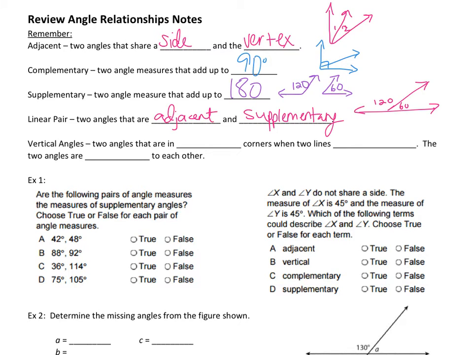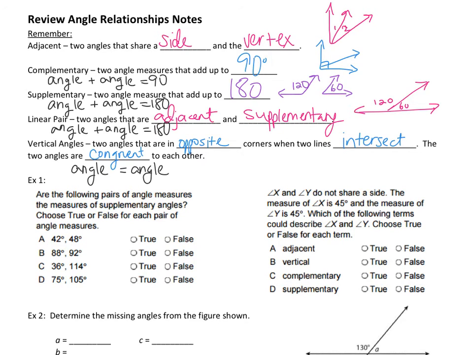Vertical angles is our last one, and that's when we have two angles that are in opposite corners when two lines intersect. When this happens, our vertical angles then are two angles that are congruent to each other. What you can see that I wrote in black is a setup for each of those equations if you know that that is the type of angles that you have in your figure.